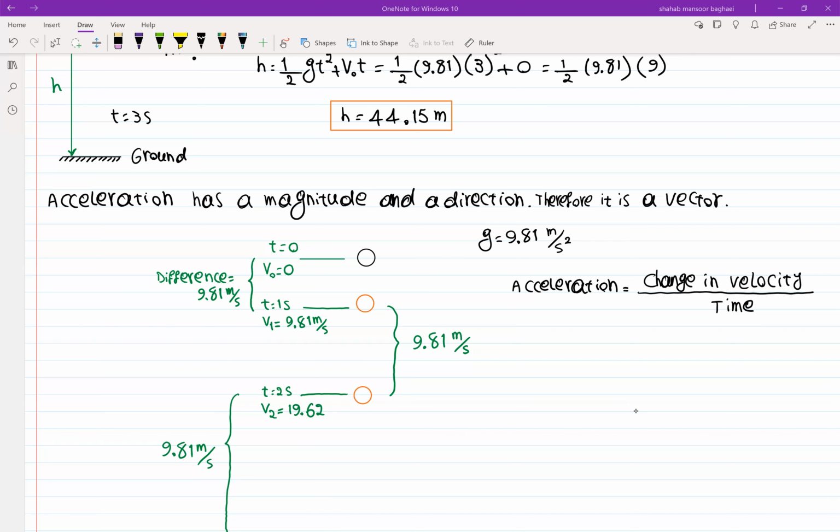For example, G value can be less than 9.81 if you are far from the Earth. For example, if you have a height of 10 kilometers with respect to the Earth, at that moment, G value is less than 9.81. If you're outside the atmosphere of the Earth, of course, G value is completely different.